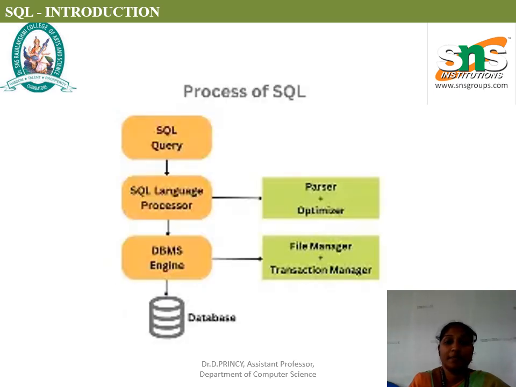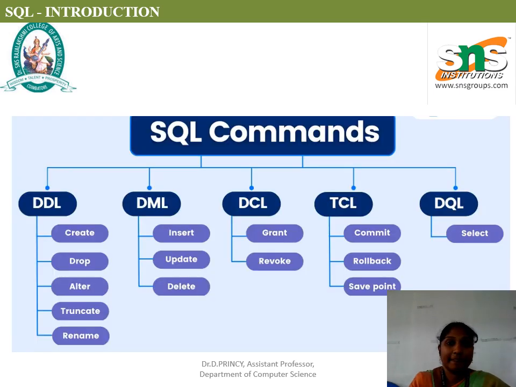This is the simple process of SQL. When we pass an SQL query, it goes to the SQL language processor. The processor translates the query through the parser and optimizer. It does two things, parsing and optimizing. Then it goes to the RDBMS engine. It does two things: it connects with the file manager and the transaction manager. After executing the queries, it retrieves or inserts or updates anything in the database and gives a result.